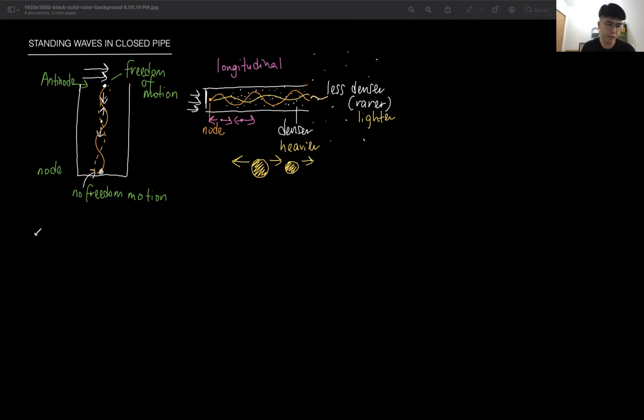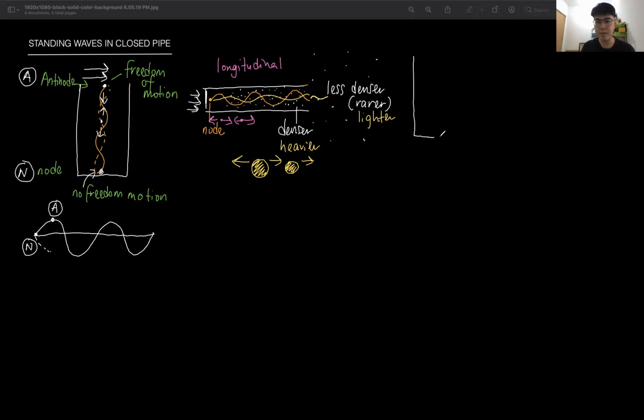We draw a normal wave. To find out the pattern, the harmonics, just like the strings, we just find how many waves can fit between a node and an antinode. So we start with a node. This is a node. What is the next antinode? The next antinode is on the crest here, right? So until here, you get the first pattern.